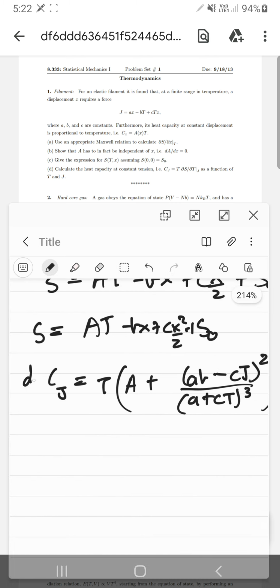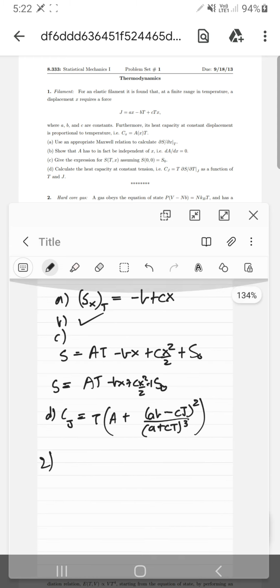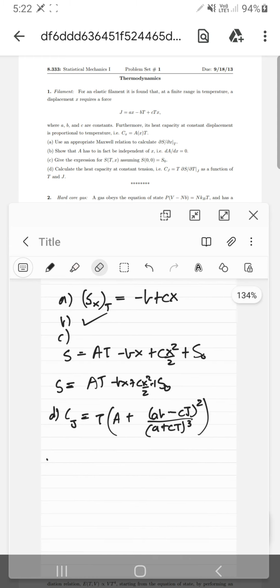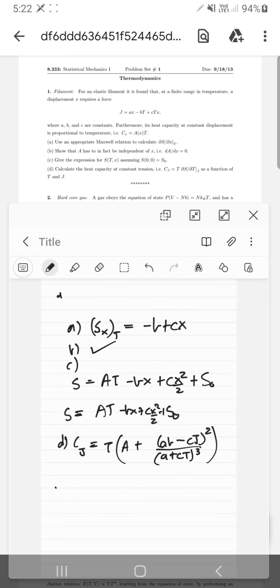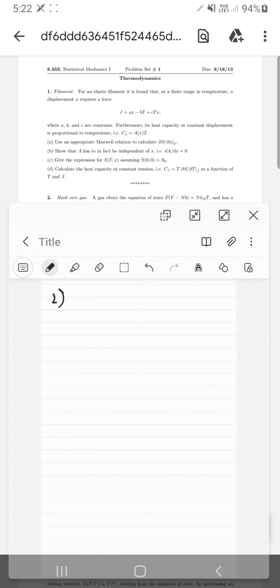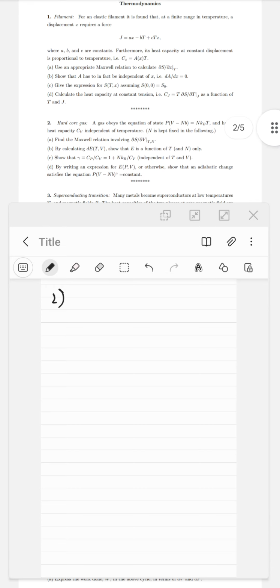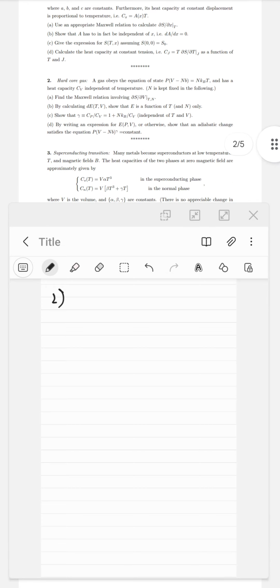Next question. So the second question, we should probably be doing it on the next page. So this is the first question. The second question is, a gas obeys the equation of state P times V minus nb equal to n kB T and has a heat capacity CV independent of the temperature. Fine. N is kept fixed, so N is fixed throughout. At least that's a relief.